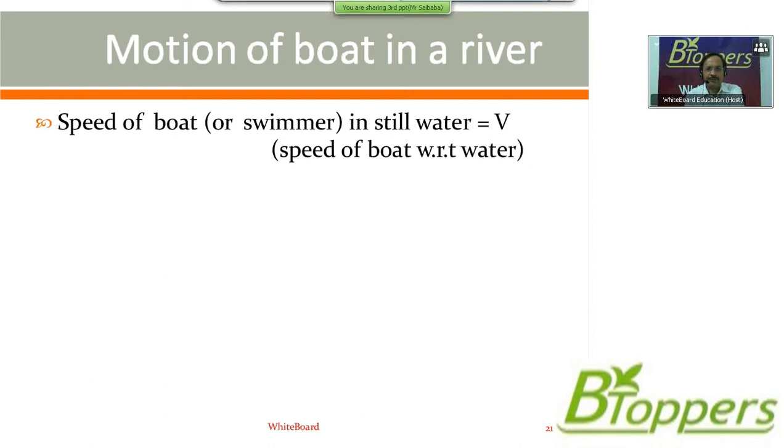So throughout my discussion, I denote the speed of boat or swimmer in still water by letter V. In some of the numerical problems, you are given the speed of the boat in still water, some numerical value, say 10 km/h, something like that. Whereas some problems, you may be given speed of boat with respect to water. So either way, you can take it as V. That means V represents speed of the boat in still water or speed of swimmer in still water. Or you can say V is the speed of boat relative to water, with respect to water.